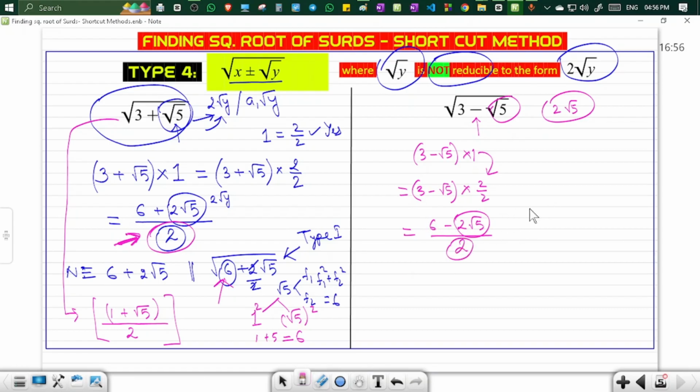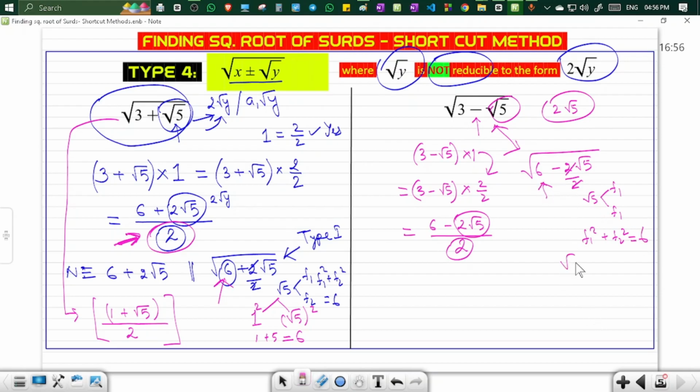Now let us consider the numerator. 6 minus 2 root 5. This is the new expression now instead of this. Okay. So this is of the type 1 format. So simply divide by 2. You will get root 5. Break it down into factor 1, factor 2, such that f1 square plus f2 square equal to this 6. It should be 6. This one.